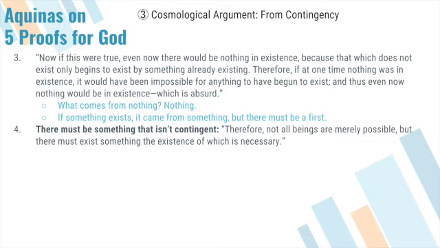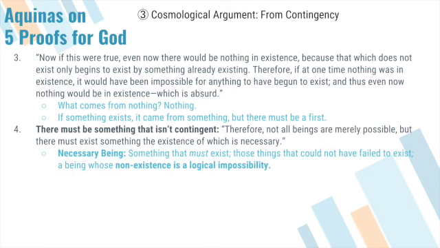Therefore, not all beings are merely possible, but there must exist something, the existence of which is necessary, right? There has to be a being which is not possible, but is purely actual and is necessary, right? Necessary is the opposite of contingent. Necessary is where it cannot logically not exist, right? It is illogical to think that it does not exist. So he is saying it is illogical to think that a first mover or a first cause does not exist, right?